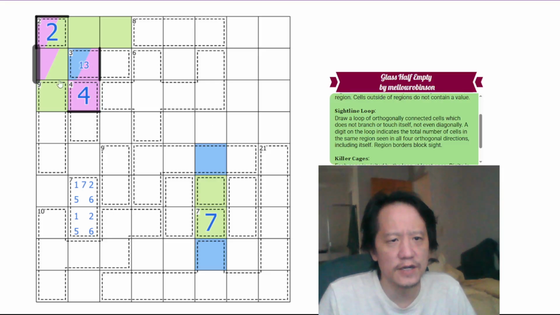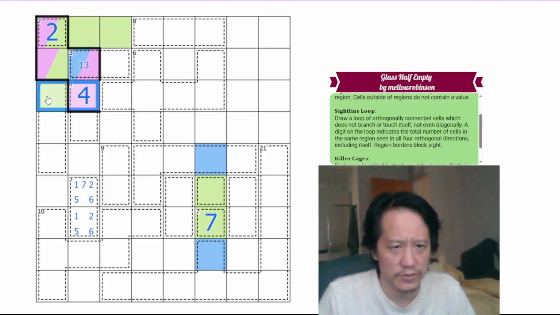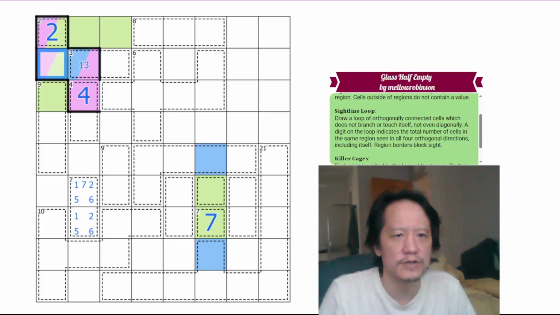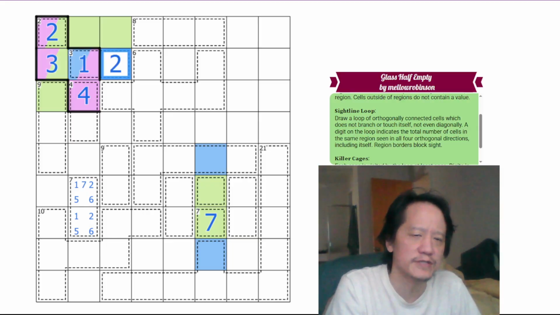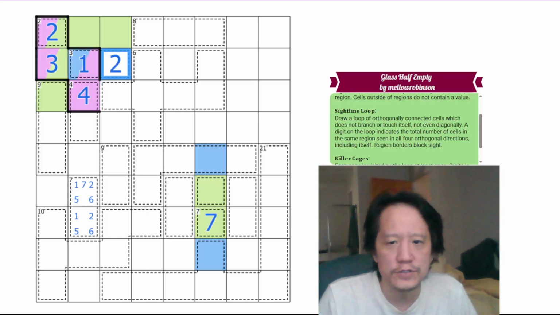So this is the edge of the loop of that region. It cannot go this way because then this would be part of the loop, and this would see more than 2 cells. So this has to be 3, which makes this 1, which makes this 2. So this is another region. We're going to make it orange.